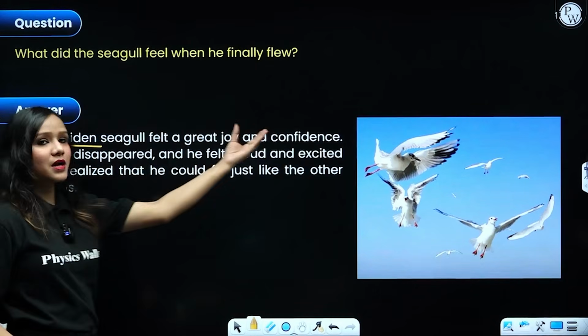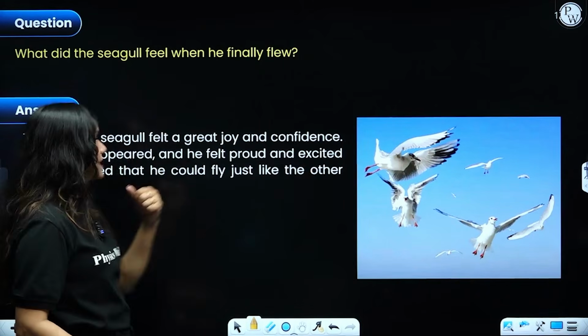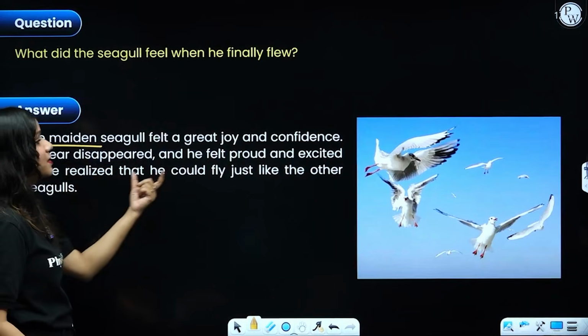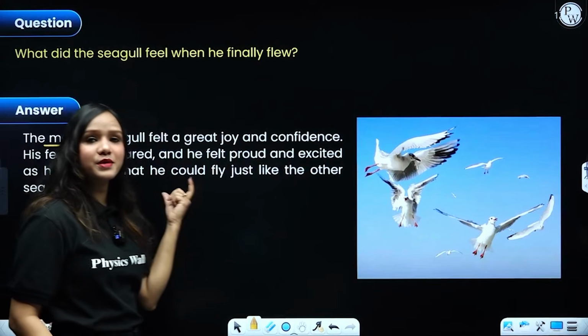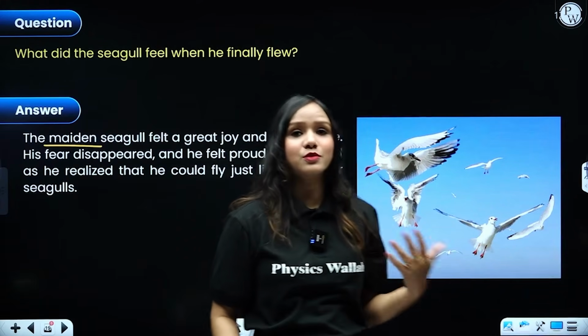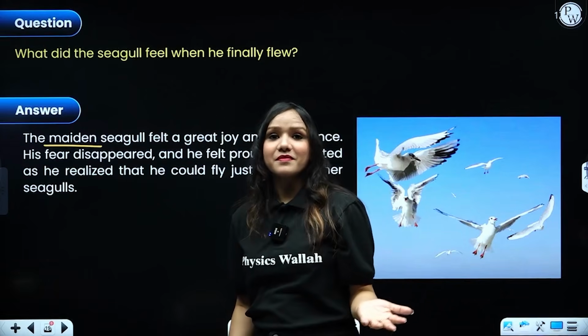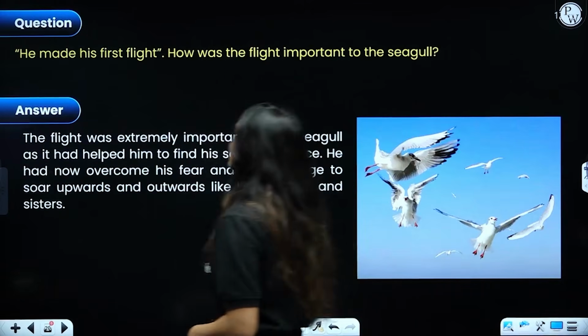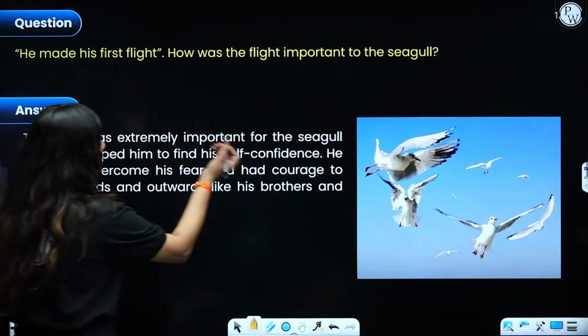By the time he became a confident seagull, his fear disappeared and he felt proud and excited as he realized that he could just fly like the other birds as well, like his siblings, like his two elder brothers, like his sister as well, right? Now, he made his first flight. How was the flight important to the seagull?